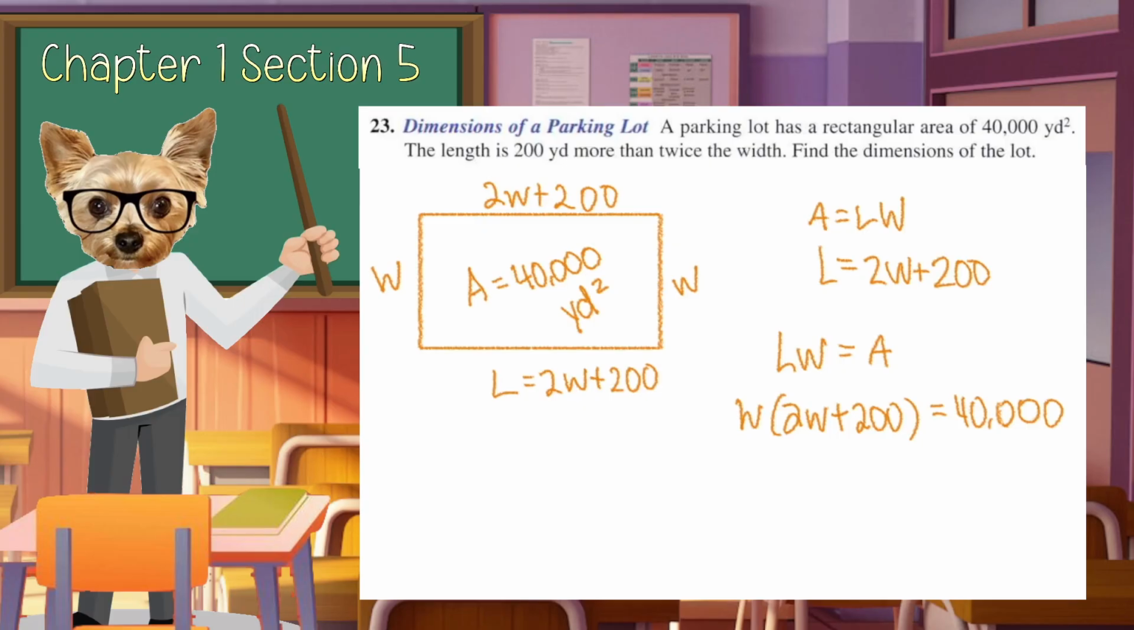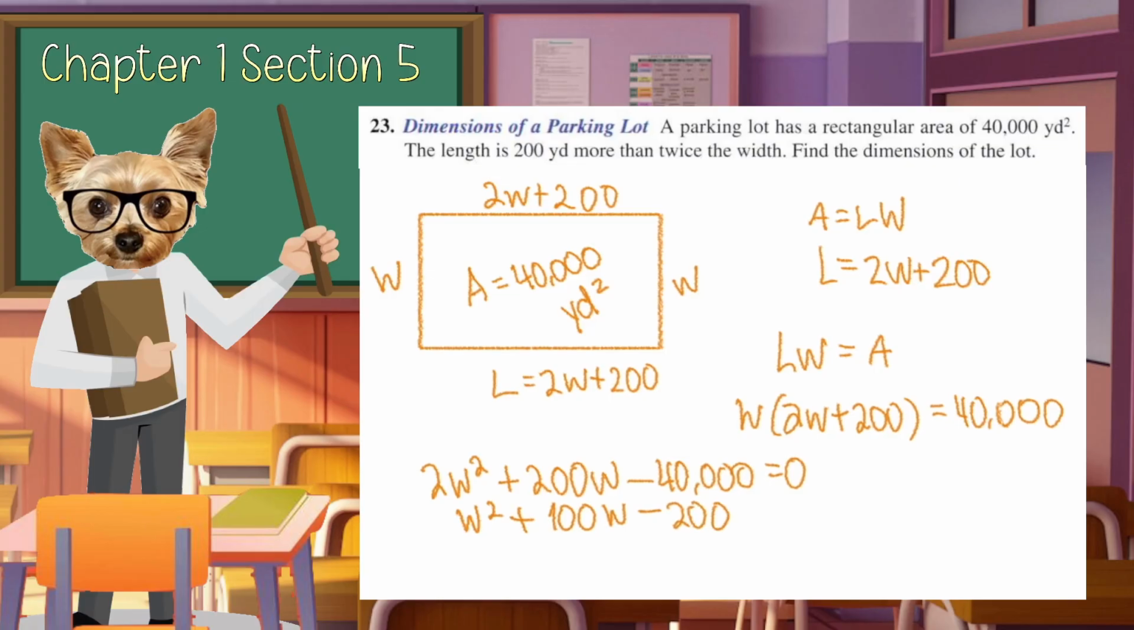So I'm just going to write over here 2W squared plus 200W minus 40,000 is 0. Divide everything by 2. W squared plus 100W minus 20,000, right? And I'm already kind of seeing a C method. I'm going to use 200 and 100 because that gives me 4 zeros. That's 20,000. And I can get a positive 100 from that. So a negative and a positive.